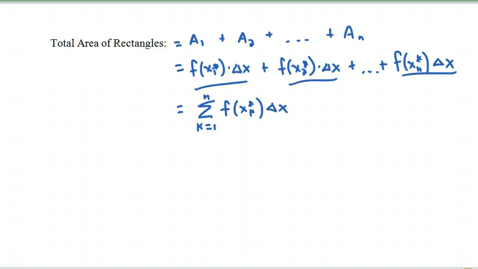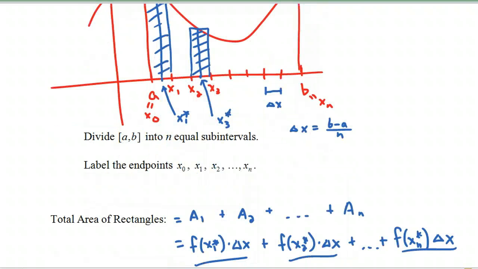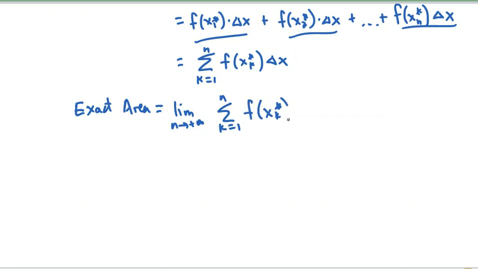Now, if we want to find the exact area underneath the curve, what we would need to do is have a bigger n. We'd need to have more rectangles. So to get the exact area, we can take the limit as n approaches infinity. Okay, so the exact area will not be this sum, but the limit as n approaches infinity of that sum. And so this will give us the exact area under the curve.